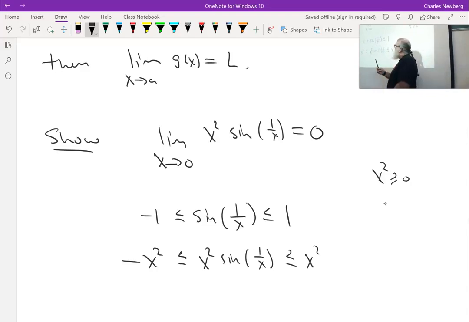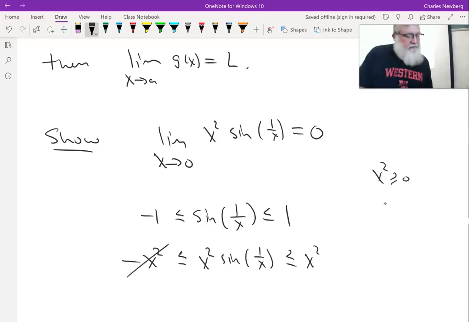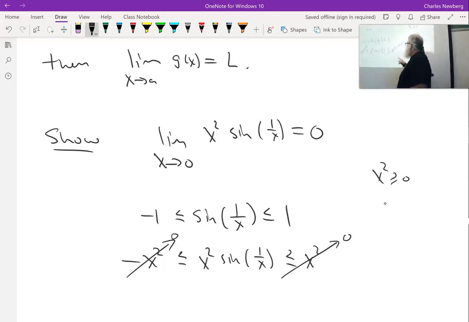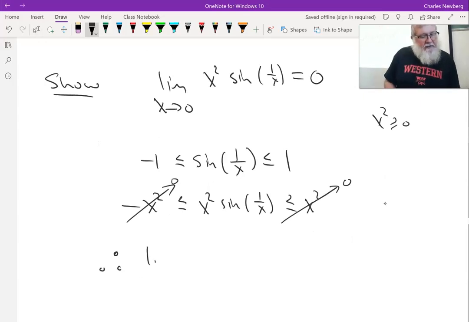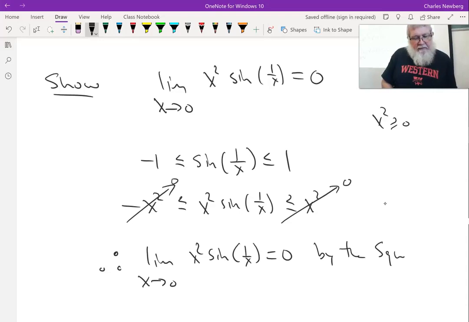Now where is x going to? x is going to 0. Is this a polynomial? It is, right? Minus x squared polynomial. Are we allowed to do direct substitution? We are. So here's where we just say, oh, this goes to 0, right? And does x squared also go to 0? It does. So where must the middle go? Well, if that's 0 and that's 0, and they're all less than or equal, this is also 0. So therefore, the limit as x approaches 0 of x squared sine of 1 over x equals 0 by the squeeze theorem.